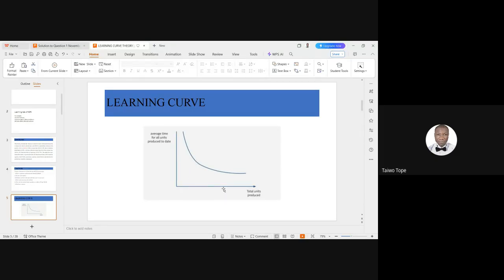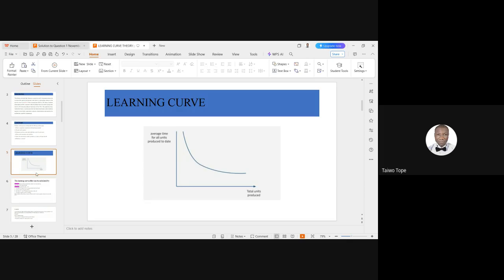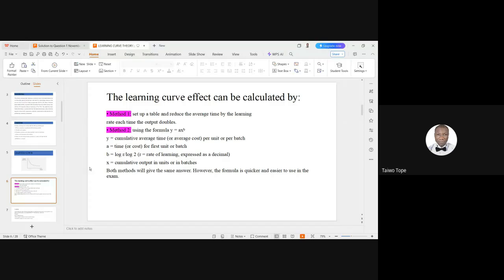Now you get to a point where the curve becomes straight, because no matter what you do to improve your performance, you're already a master. There's nothing you can do at that point. So that is the learning curve for you. This is how it looks, and how it's represented, in case you have to plot it in a graph. I'm showing this so you understand the concept.